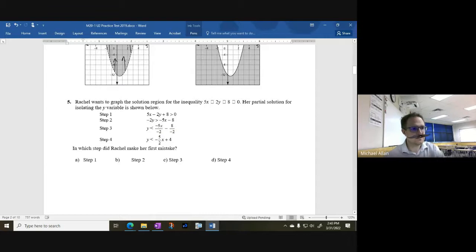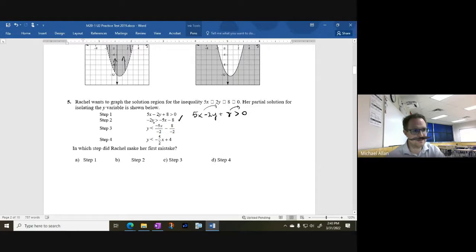Okay, so I'm assuming this is where she starts. Let's figure out where she went wrong. She minused the y and the 8 over, so that seems pretty good. This turns to negative, that turns to negative, looks good. We divided by a negative. Okay, so that's good.